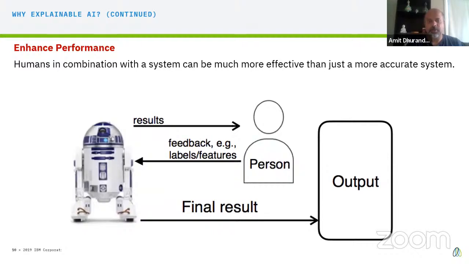And last but not the least, in general, to get optimal performance out of many systems, it's probably not sufficient just to have an automated system, because humans also have a lot of independent or complementary knowledge that could be useful. So to get the best out of the system, you probably want something that's human in the loop. And for this, obviously, you need a way to communicate with the machine, to get the best final performance.